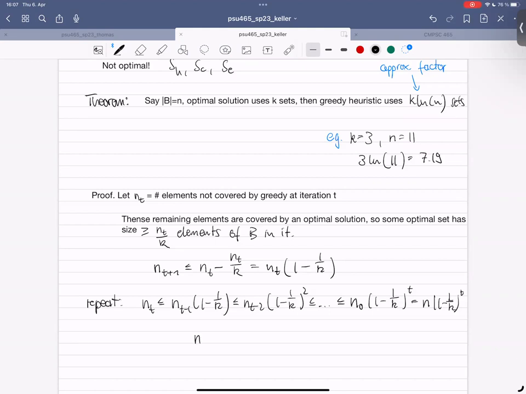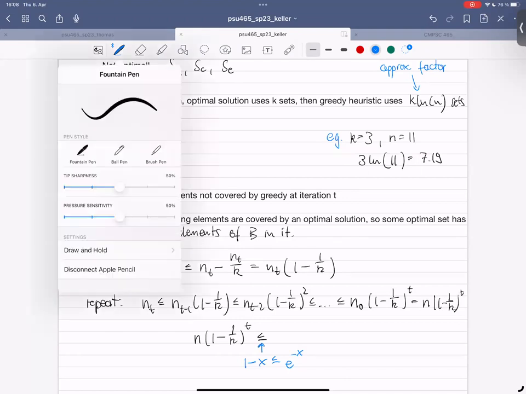Now, using some standard calculus, we can bound this final term, and we're using the following fact, namely that 1 minus x is smaller or equal than e to the power of minus x. Just try to visualize these two functions: the function 1 minus x will lie below e to the power of minus x, and they're equal only for x equals 0, which 1 over k won't be. So using this fact, we can plug it in and bound it in the following way.